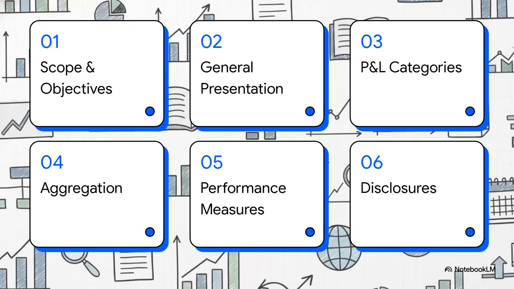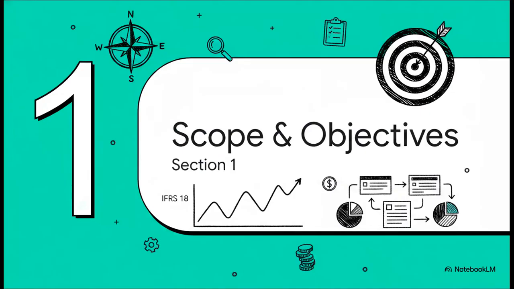in practice. Here is our roadmap for today. We're covering scope and objectives, general presentation, the new P&L categories, aggregation rules, performance measures, and finally, disclosures and exceptions. Keep this checklist handy so you don't miss a thing. Let's kick things off with Section 1, Scope and General Objectives.